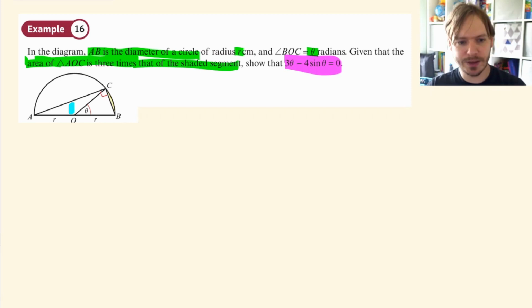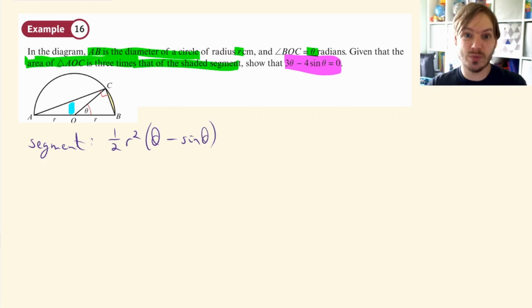The area of the segment I can just do directly because I know r and I know theta. So this area is half r squared (theta minus sine theta). Okay, and we're done. We can reorganize that and tidy it up at some point later. Maybe there'll be some cancelling out. I don't really know, but I do know that's the area of the segment.